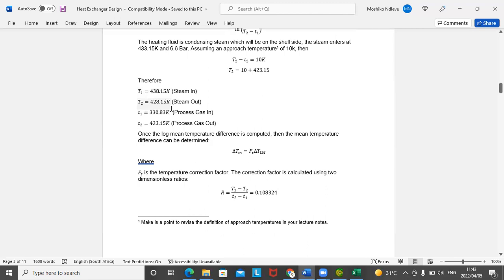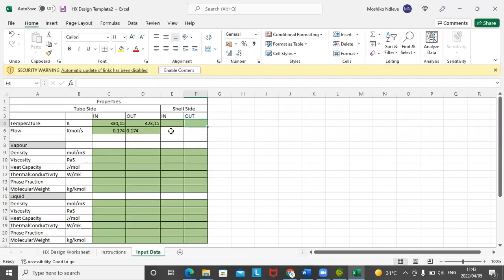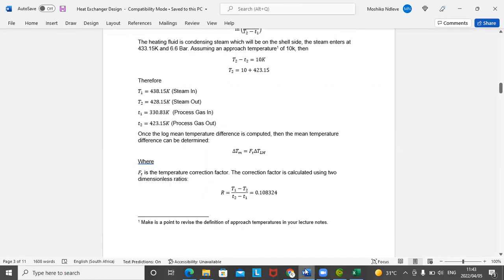So what you then get is that your steam coming in is at 438.15 Kelvin, and your steam coming out is at 428.15 Kelvin. So I'll go back and put that into my input data: your inlet is 438.15, and your exit stream is 428.15, right? And then I had a few notes for you here.